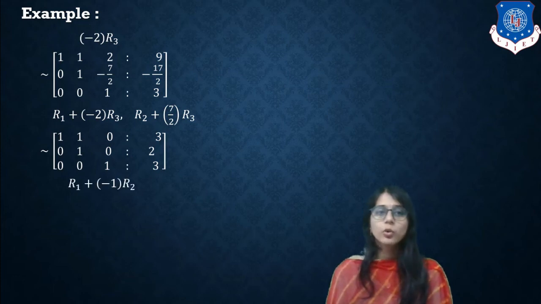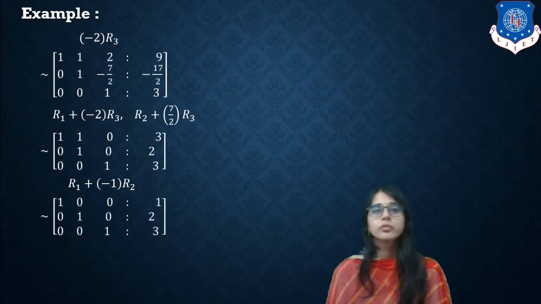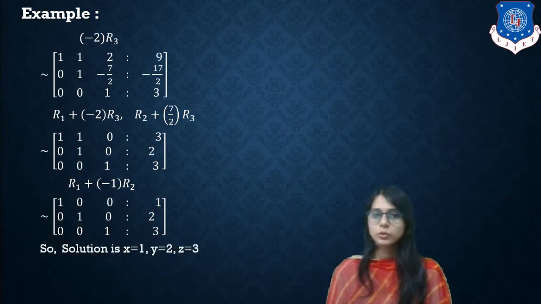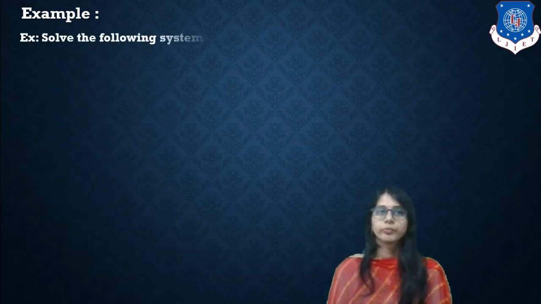Now in row 1, the middle entry we have to convert to 0 due to the reduced row echelon property. We get [1, 0, 0, 1; 0, 1, 0, 2; 0, 0, 1, 3]. So our solution is x = 1, y = 2 and z = 3.